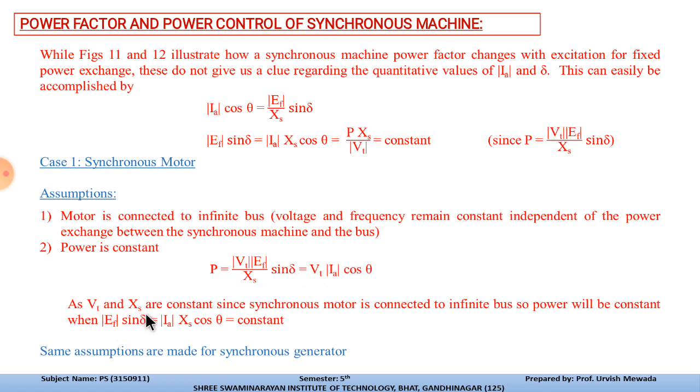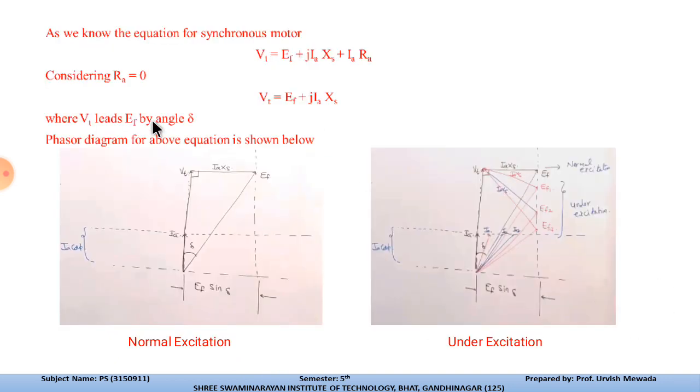Now Vt and XS are constant, since the synchronous motor is connected to the infinite bus. When we connect the synchronous machine with an infinite bus system, the terminal voltage Vt and the synchronous reactance remain the same. Now from this, EF sine delta is equal to Ia XS cos theta, which is constant, because we have connected our synchronous machine with the infinite bus. The same assumptions are made for the synchronous generator. Let us discuss the theory related to the assumption.